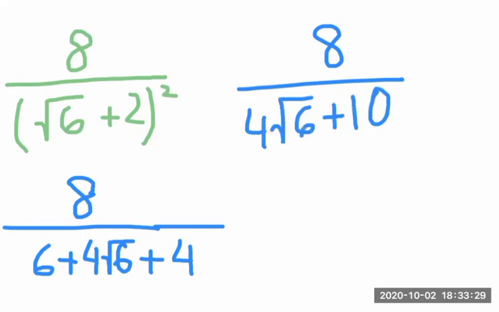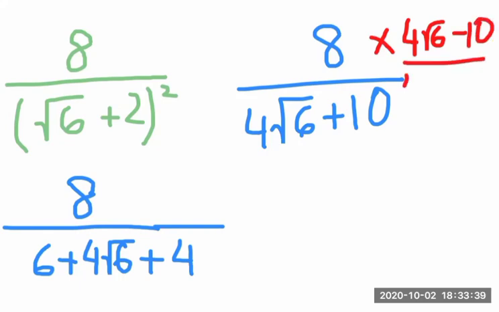The question says you need to rationalize the denominators. So what do you do? Then we will multiply it with 4 under root 6 minus 10 on both, and then we will get the answer. So tell me what's the answer. Not just saying that we get the answer.